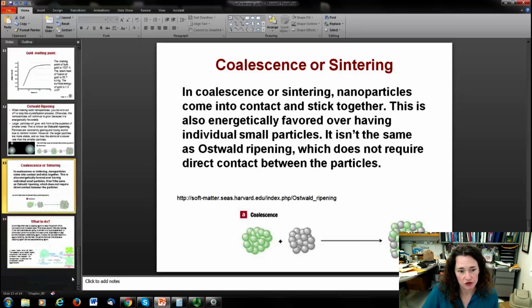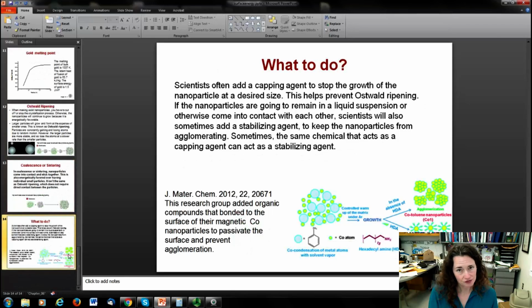So lots of times if you're trying to make a nanoparticle, it's tough because the big particles are energetically favorable. And if you're not careful, if you don't stop your reaction at exactly the right time, you're not going to get nanoparticles anymore. You'll get big particles, micro or bulk particles. So in order to stop this, scientists often add what's known as a capping agent, to stop the growth of the nanoparticle at a desired size. And this helps prevent Ostwald ripening, okay?